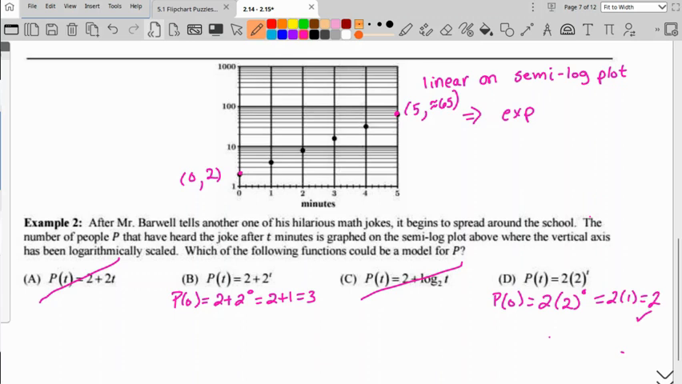And that's why I went and grabbed another point at the other end of the graph, because it's further away. So we're more likely to see more of a change in our models there. So let's go check P of 5.